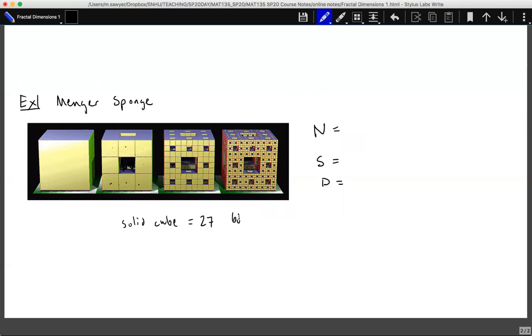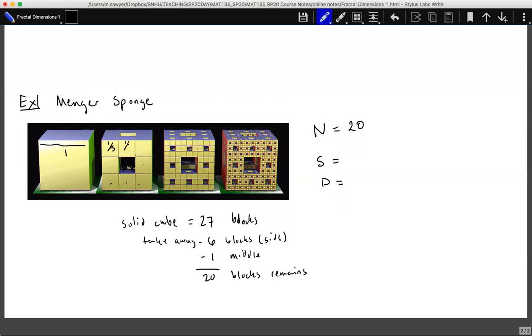And we take away the center of each face, so 1 block per side. So we take away 6 blocks on the sides, and we take 1 block in the middle. This gives us a total of 20 blocks remaining. So this means to build our next iteration, our N is equal to 20. And our scale factor, again, if this is unit length 1, would be 3, because it takes 3 of the pieces to build that up. So our scale is 3.